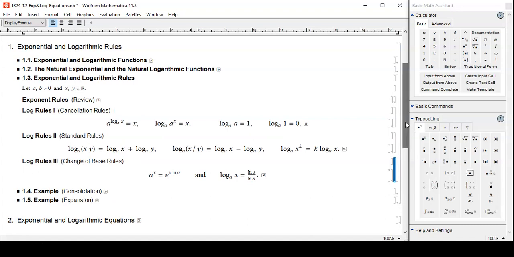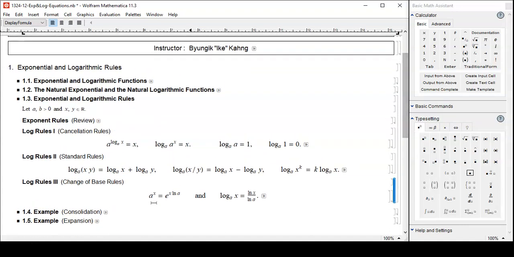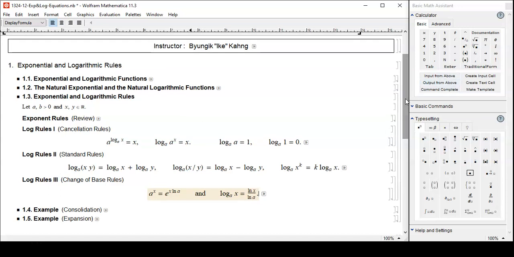Okay, finally one more. Change of base. So any a to the x power, we can change it into the natural exponential by taking this rule, e to the x log of a. Arbitrary base log base a of x, you can change it into natural log by log of x over natural log of a. So these rules allow us to change arbitrary exponential and logarithmic expressions into the natural exponential and natural logarithm.